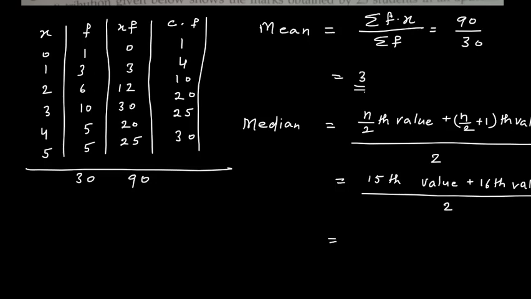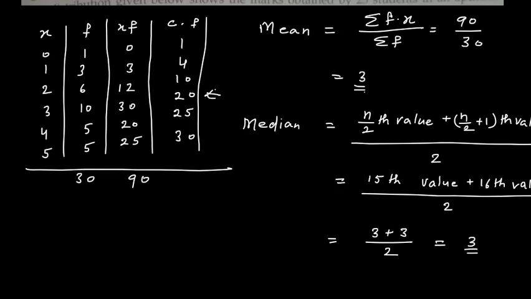So what is the 15th value? The 15th and 16th, they both will come in this cumulative range of 20. So it is 3 and 3 only. So at the 15th position we have 3, at the 16th position also we have 3. So 6 upon 2, it is 3. So median you got 3, and mode is the value which is repeating maximum time.